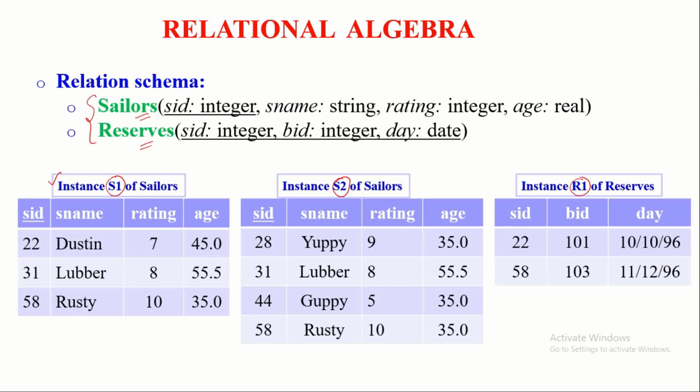What is an instance of a relation? An instance of a relation is a table that follows the schema defined by the relation and includes the data which are present at a particular point in time. That is why for a relation there can be any number of instances available.